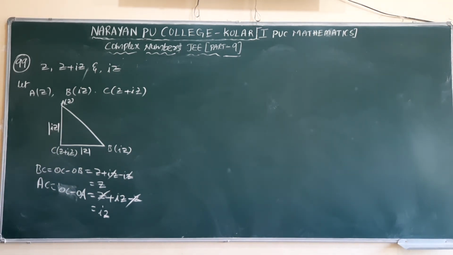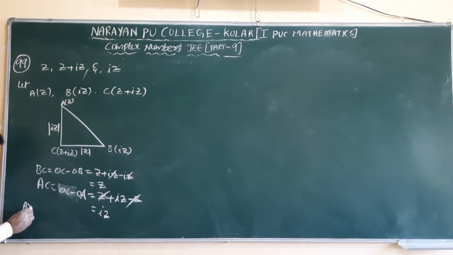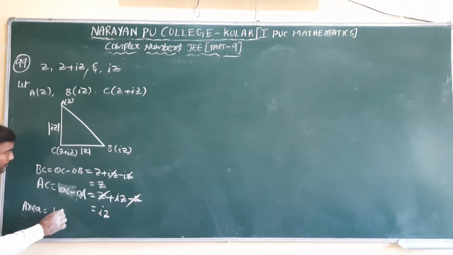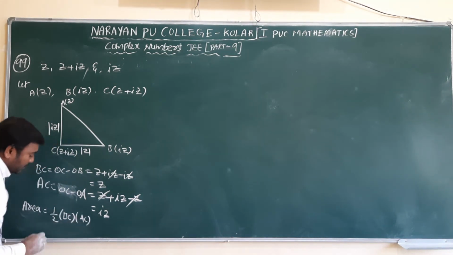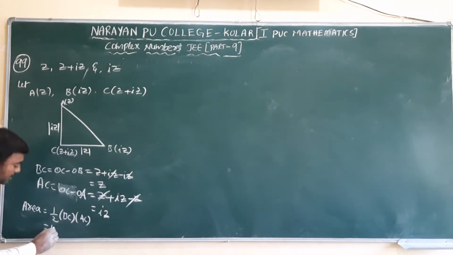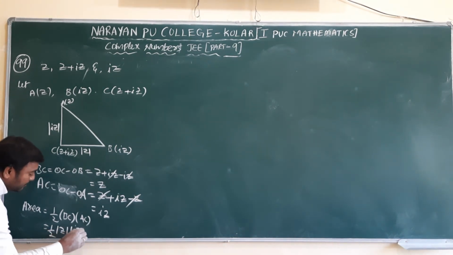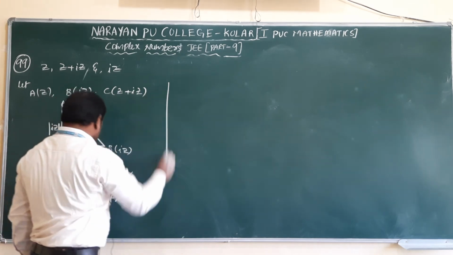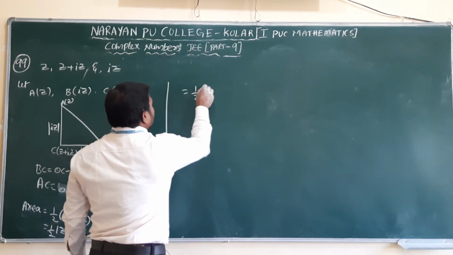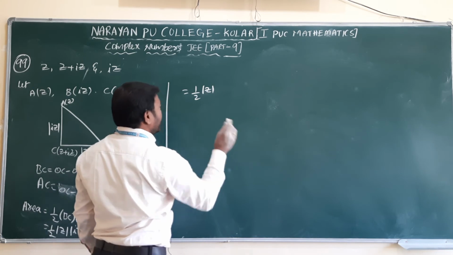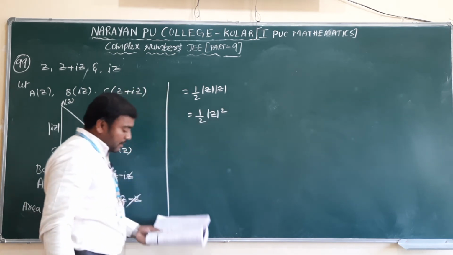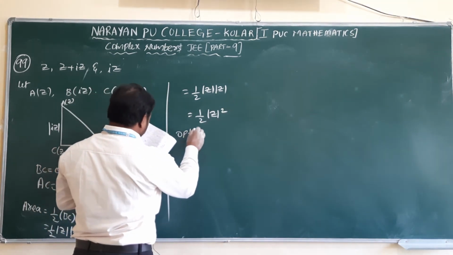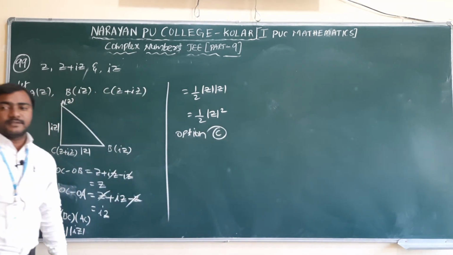Now we have to find the area of this triangle. The area of the right angle triangle is 1 by 2 into base BC into height AC, which is 1 by 2 into mod z into mod iz. Now mod i is 1, and we are left with mod z. So the area is 1 by 2 into mod z square. Option C is the correct option.